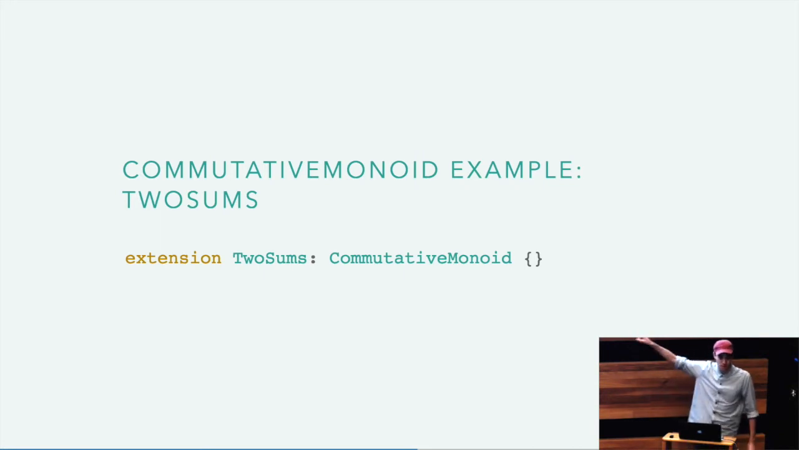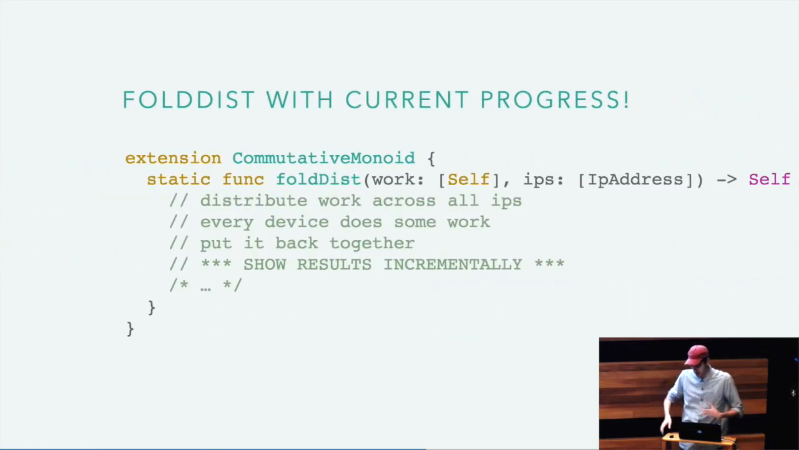And then we can improve the expressiveness of our fold. We can make the fold a little bit better. What we can do is when we distribute our work, if some of the phones are iPhone 4s, okay, and some of them are 7 pluses, the 7 pluses will probably finish first. And what we can do, because it's commutative, is we can always show the current incremental result in some user interface. And we can only do that because we have the ability to reorder the operations however we want. All right? And that's cool.